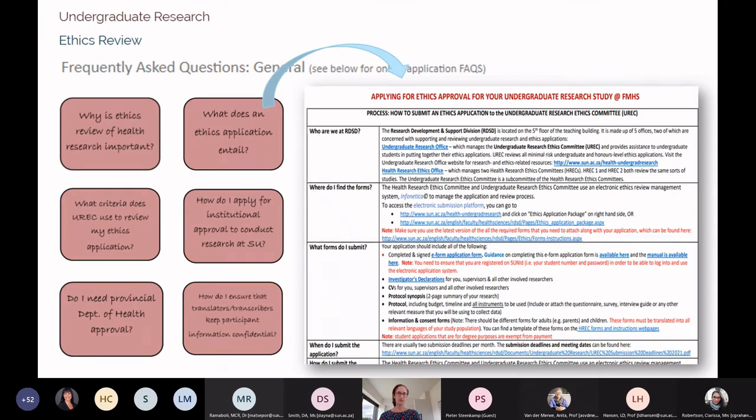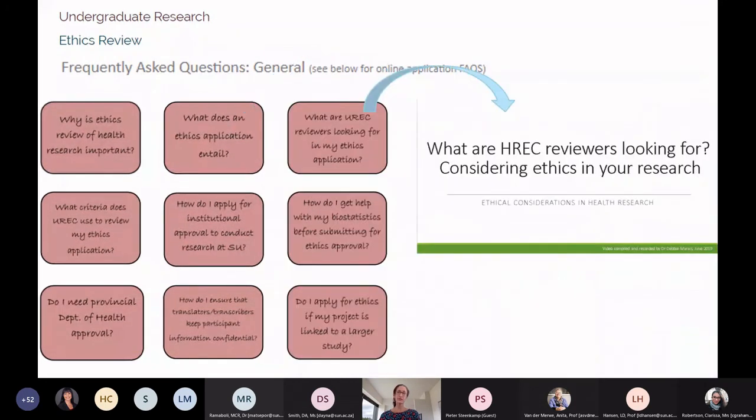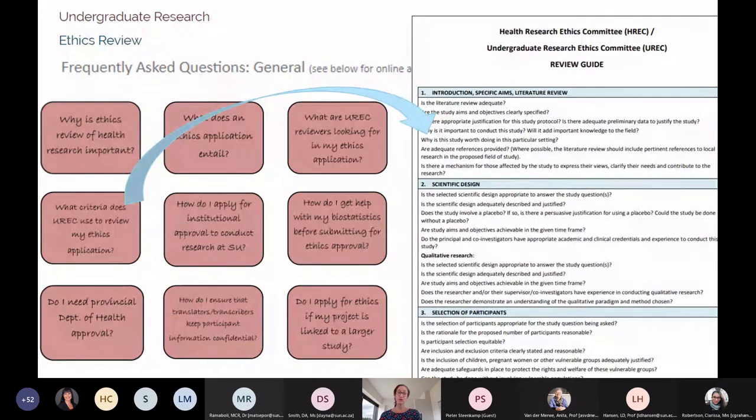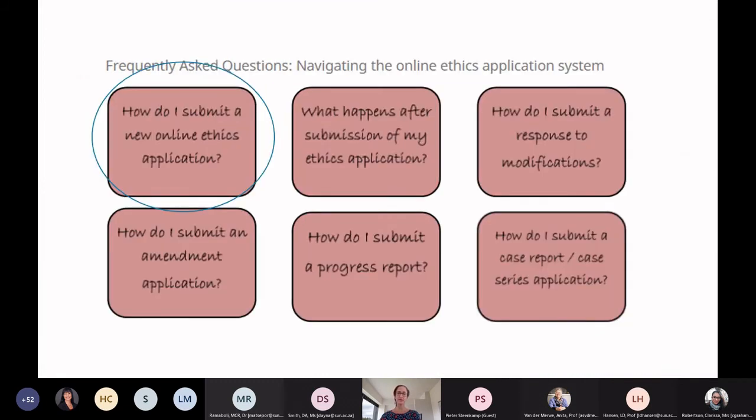And then there are lots of resources around a quick guide to applying for ethics approval. There's a video on what HREC and therefore UREC reviewers are looking for in your application. So that's a good go-to. And then we have also included the review criteria guide that HREC and UREC reviewers use when they go through your applications with a checklist. So if you want to double check yourself, that's a good place to go.